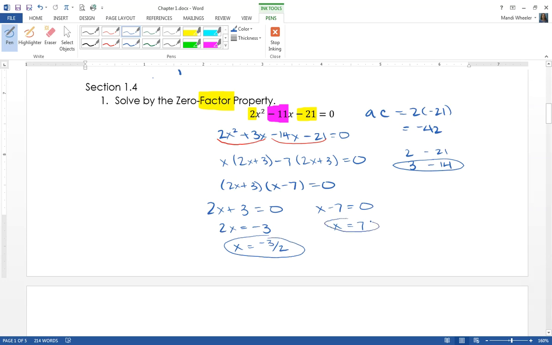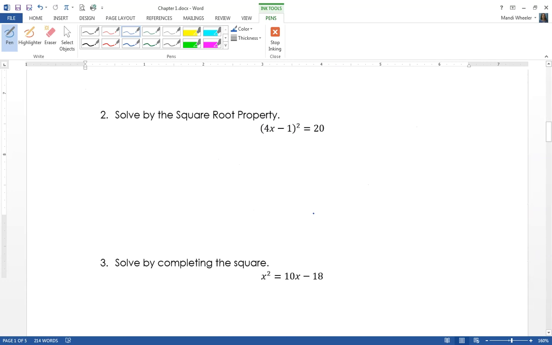And they should work. All right, now let's look at another one. Let's look at the square root property. The square root property works really nice when we have just one x. When we have just one x, we want to isolate that x. And this is a square, so the opposite of squaring something is taking the square root.